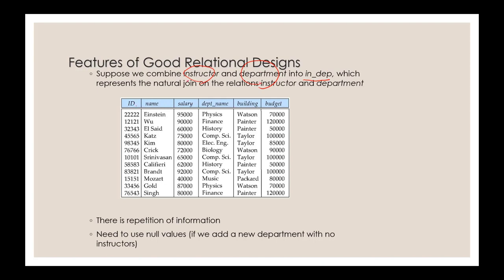As we can see, we have ID, name, salary, and department name, which I'm guessing are from the instructor table, and the department table had department name, building, and budget. So we combine these two tables into one. Okay, so there's some repetition of information, right? And sometimes if there is no value, we're going to need to use null values.